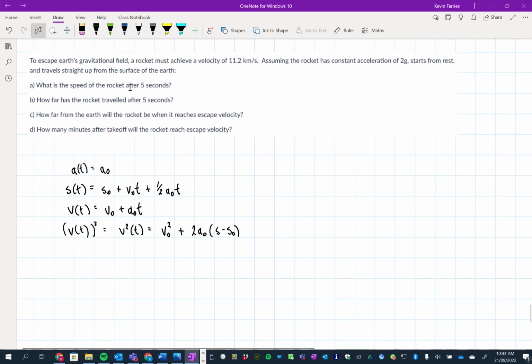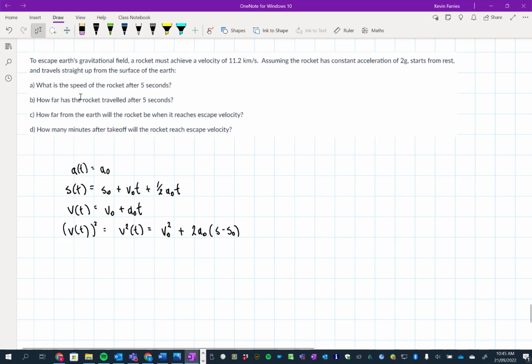But anyway, we want to find the speed of the rocket after 5 seconds, how far it's travelled after 5 seconds, how far from the Earth the rocket will be when it reaches escape velocity, and how many minutes after takeoff the rocket will reach escape velocity. So let's have a go at each of those.